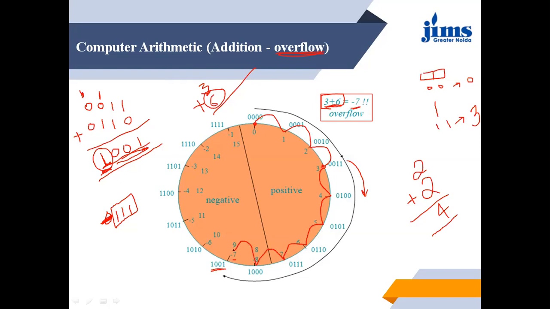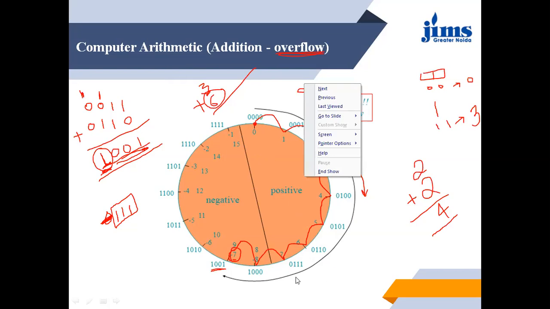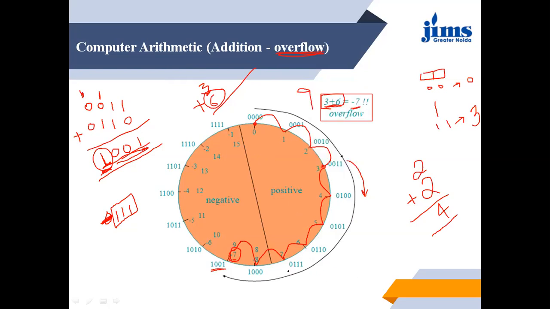From here you can also see that we reach -7 instead of 9. Because we can't say a number more than +7 in this. So when a number is more than +7, for example, if a number is 8, then there will be an overflow. So this is the case of overflow in addition.